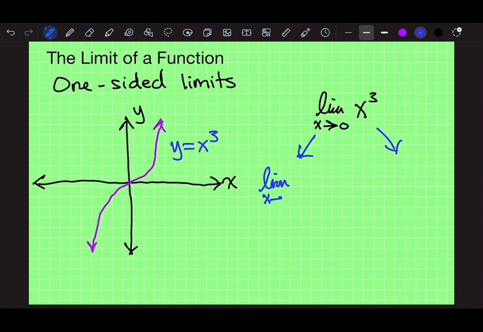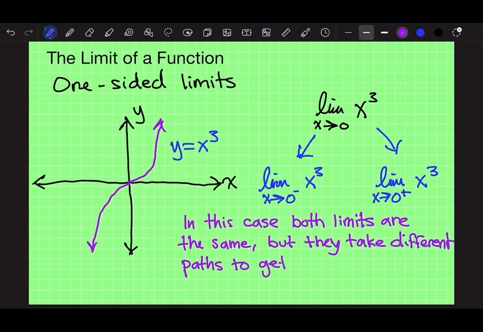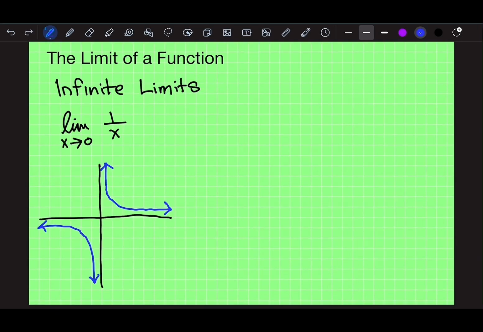Alright, so now we're going to look at one-sided limits. As you can see, this one's a little different on each side, so we have to break it up into two different limits from each side. So in this case, both limits are actually the same, but the function takes a different way of getting there each time. Sometimes it's not the same on both sides.